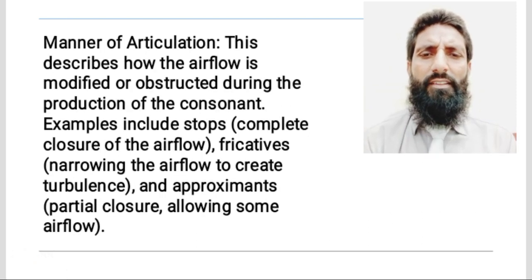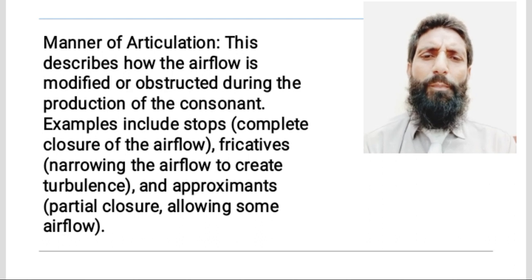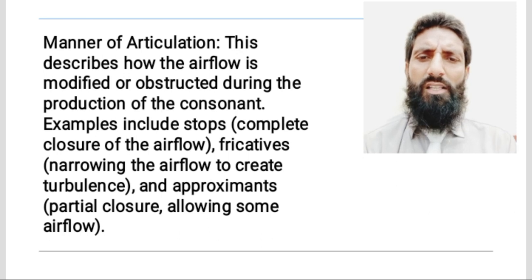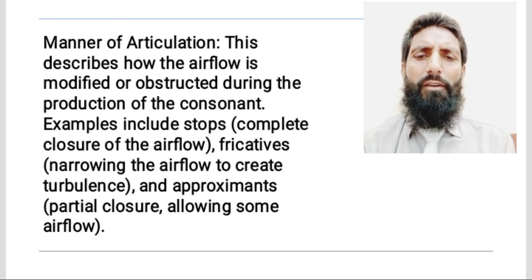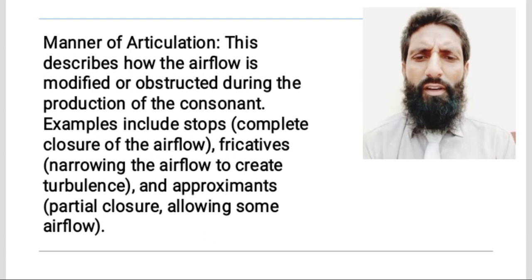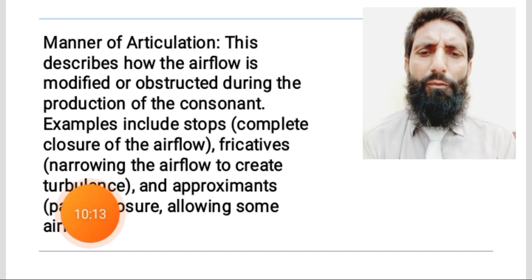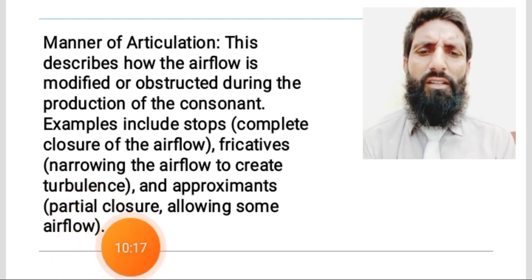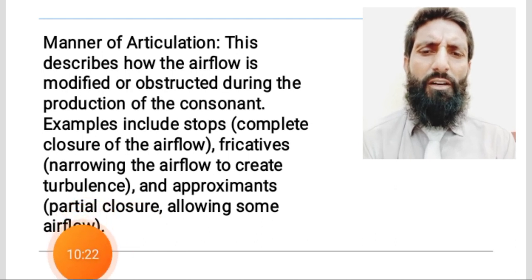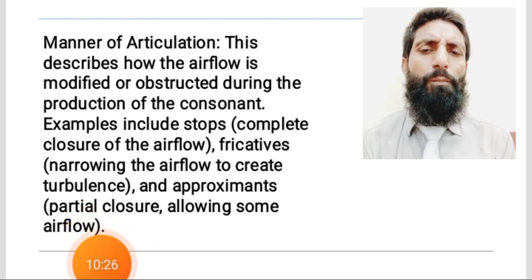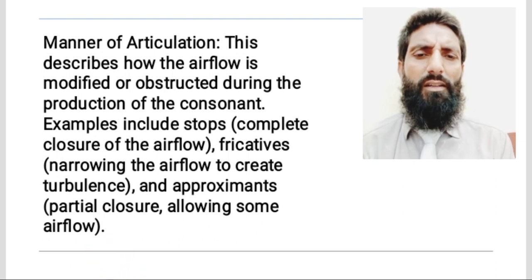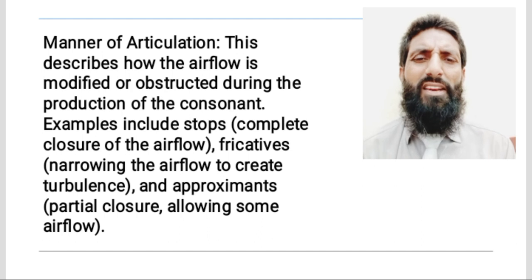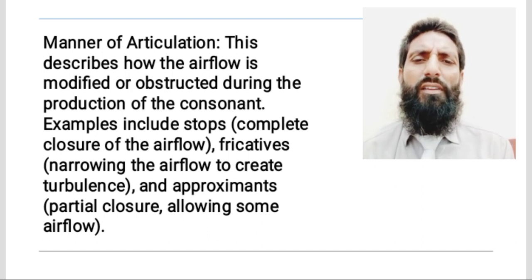Okay, let's discuss the next slide. Manner of articulation. This describes how the airflow is modified or obstructed during the production of the consonant. Examples include stops, which are complete closure of the airflow; fricatives, which narrow the airflow to create turbulence; and approximants, partial closure allowing some airflow. Turbulence means any type of disturbance in the passage of air, and partial means it is not entirely closed. So manner of articulation describes how the airflow is modified or obstructed.